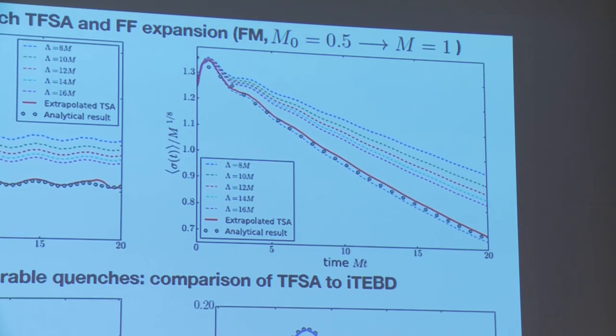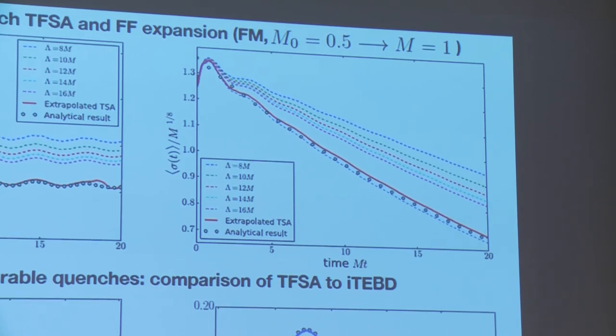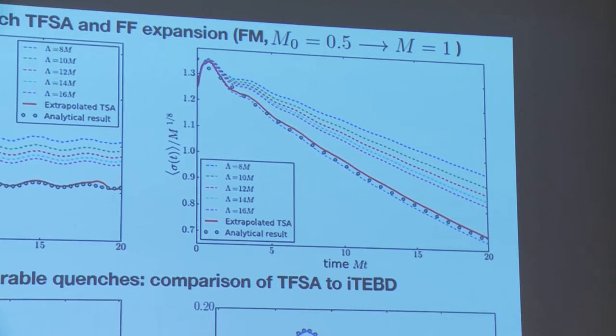But this may not be so convincing, because after all, this is just a free model with a Bogoliubov transformation. You would say maybe Bogoliubov makes life so simple that there is not much error in doing all this truncation. So next is to do non-integrable quenches.